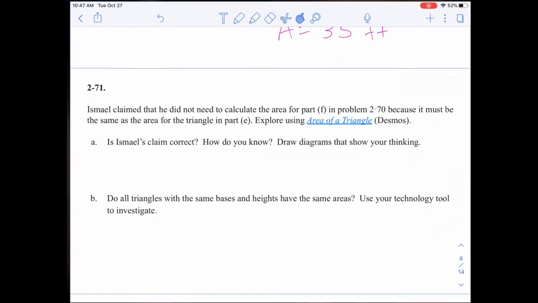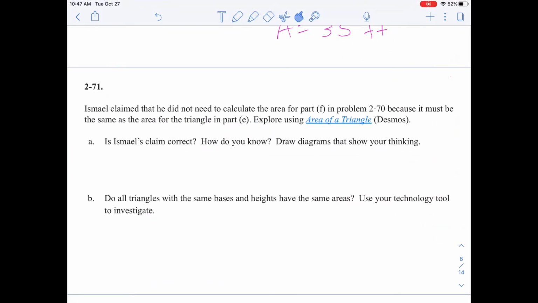All right, let's go back to Notability. So is Ismail's claim correct? Yes, it is. How do you know? Draw diagrams that show your thinking.